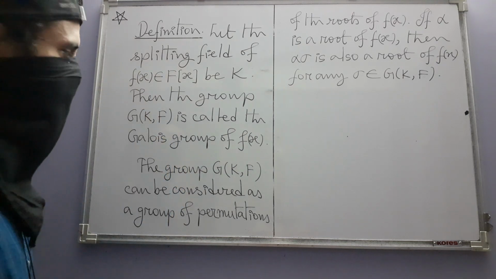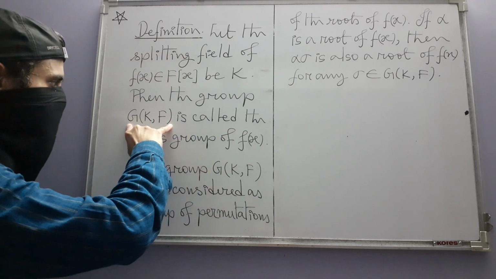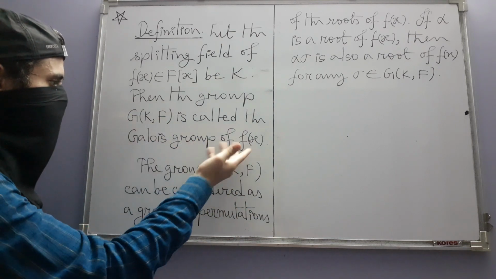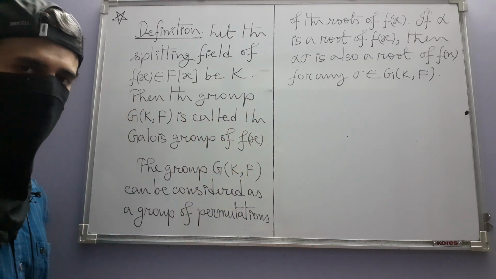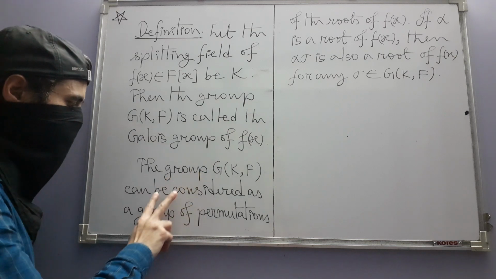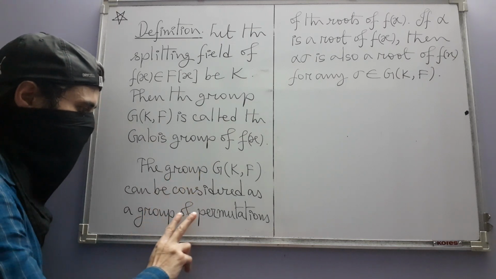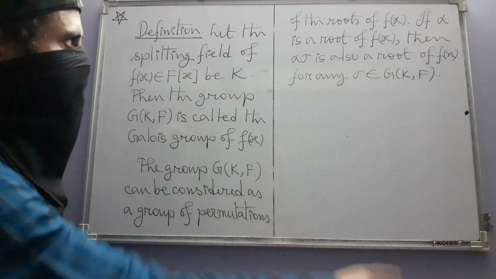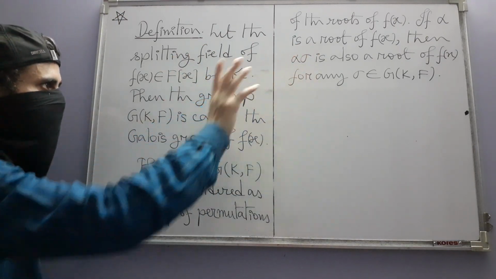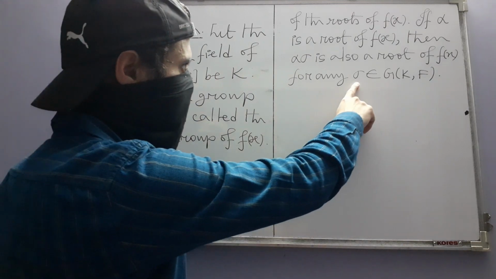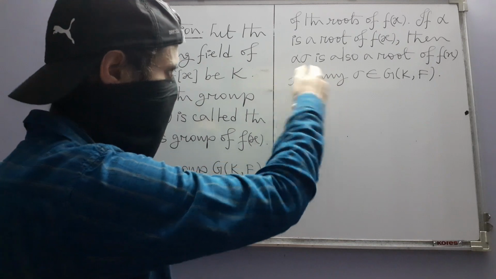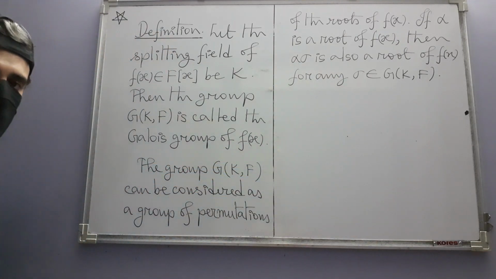Then this group with which we are now very familiar is actually called the Galois group of the polynomial f(x). Now this group can also be considered as a group of permutations of the roots of f(x). That's because for any root alpha of f(x), you take any sigma from this group of automorphisms, apply that on alpha, that is also going to be a root of f(x).